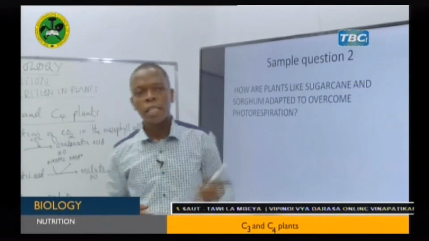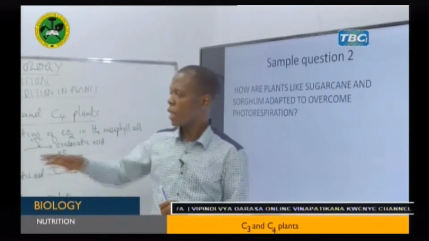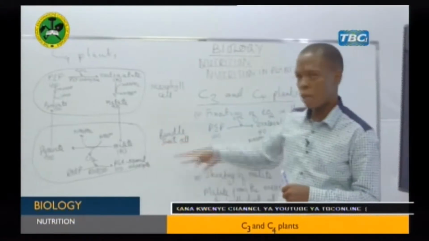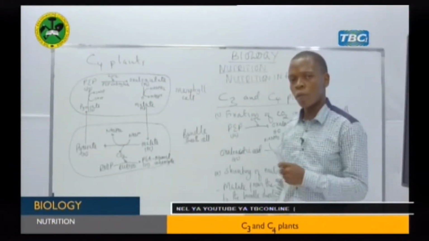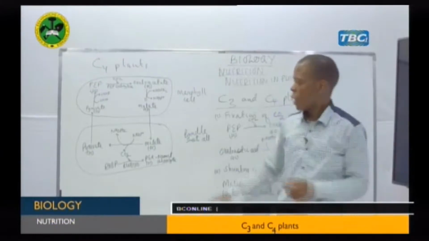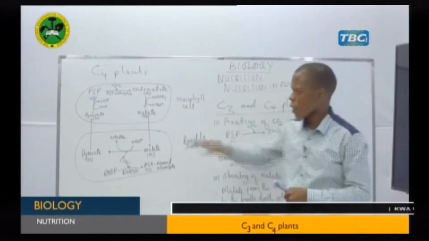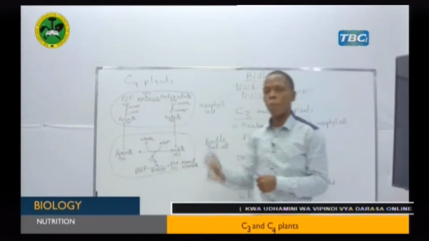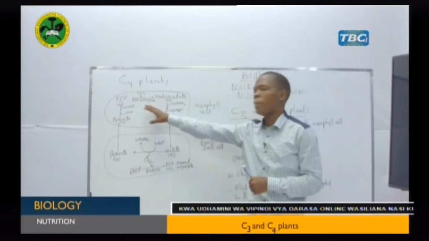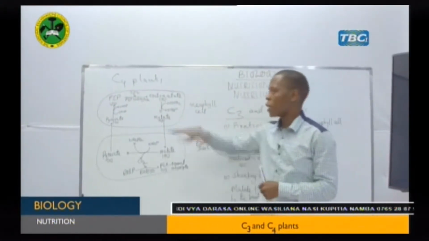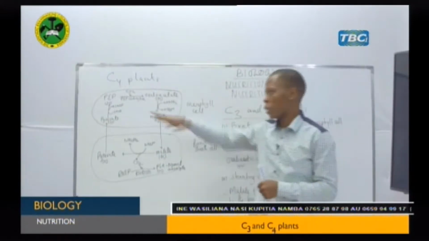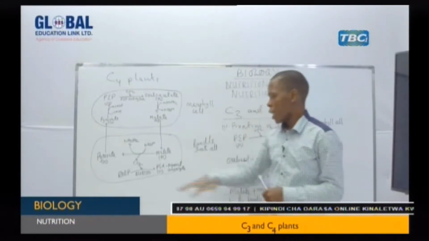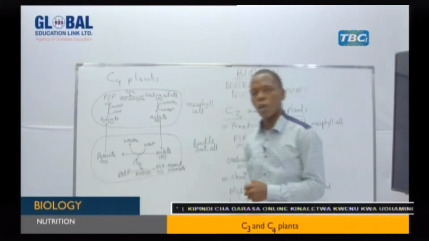As I have said, for the C4 plant, from this diagram you can see the mesophyll cells and the bundle sheath cells. Therefore, the leaf anatomy of C4 sugarcane and sorghum has these two types of chloroplasts. In the mesophyll, the enzyme found there is only PEP carboxylase, and this PEP carboxylase has no affinity with oxygen. Therefore, it cannot fix oxygen, so it prevents photorespiration.